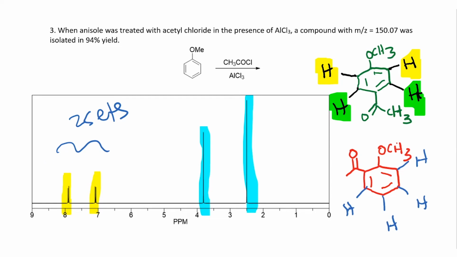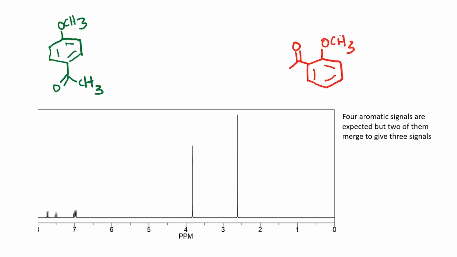And now if you move on to the next slide, you would expect that you will have 4 sets of signals that are going to be formed. But in fact, when you look at the NMR spectrum, if you stare at it hard enough, you will see only 3 sets of signals. Okay, and the reason for this is that 2 of the signals are actually merging to produce one signal, and therefore you see only 3 distinct signals in the aromatic region.